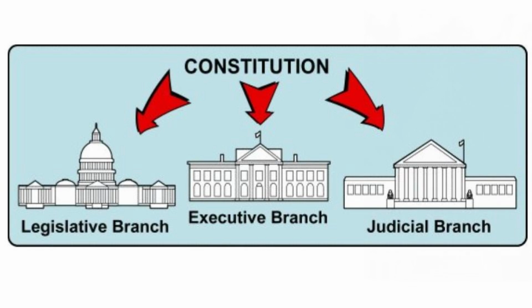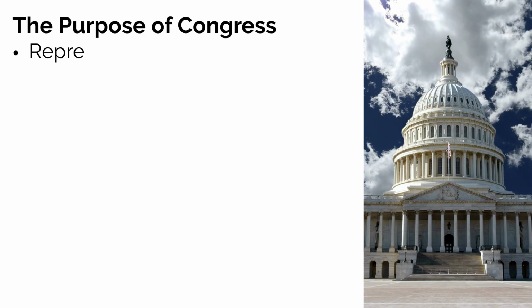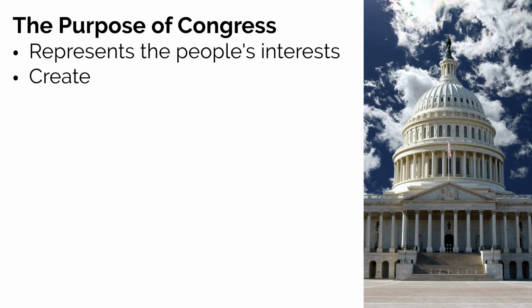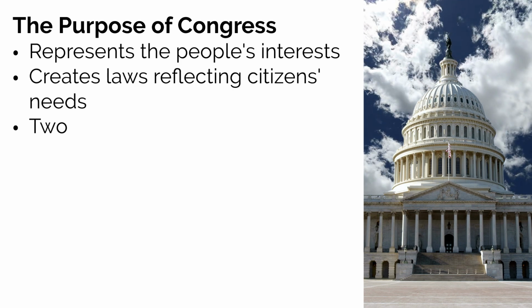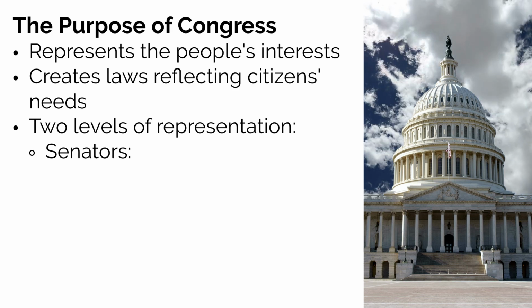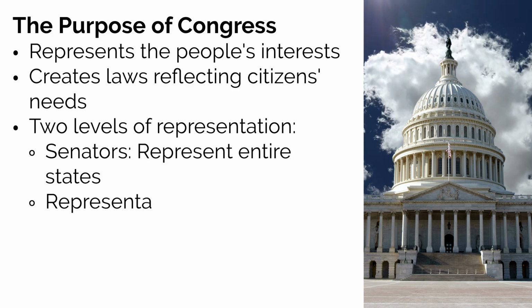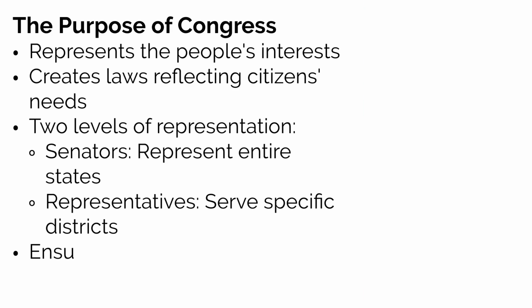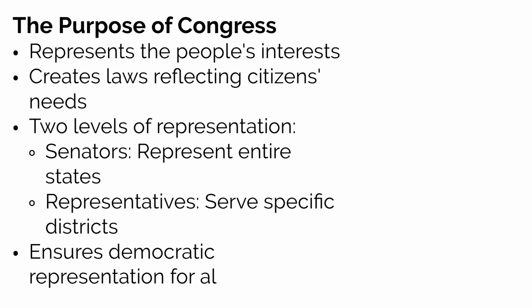In the United States, there are two levels of representation: senators and representatives. Senators represent entire states, considering the diverse needs of all citizens, while representatives focus on specific districts, addressing local concerns. This system guarantees that every state has a voice in the legislative process, helping create laws that meet citizens' needs and uphold democratic representation.